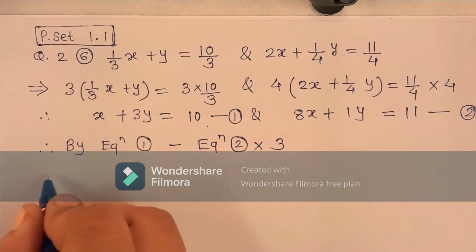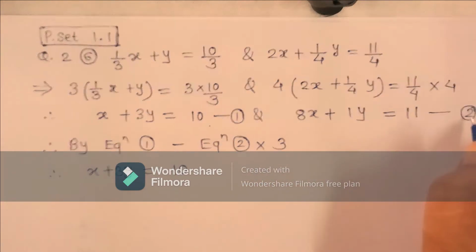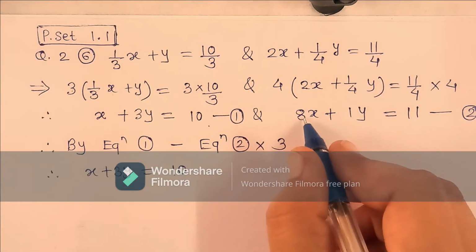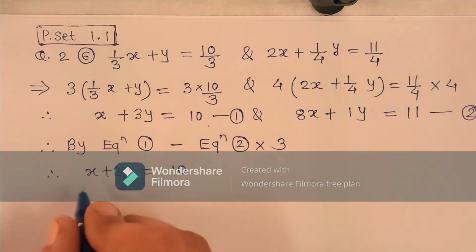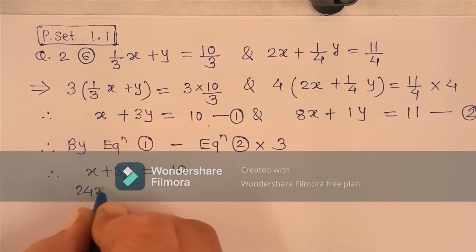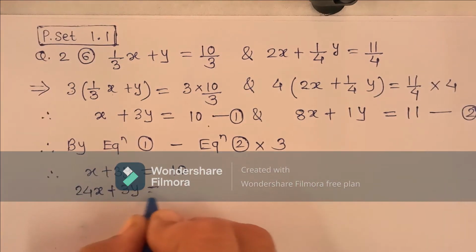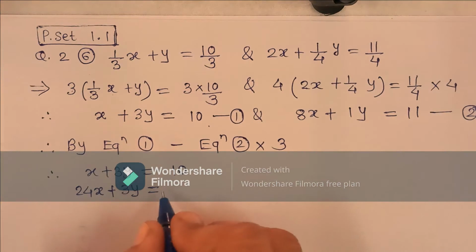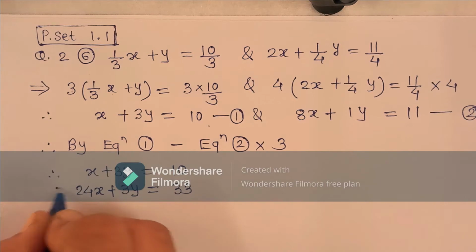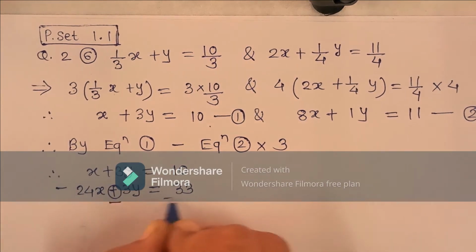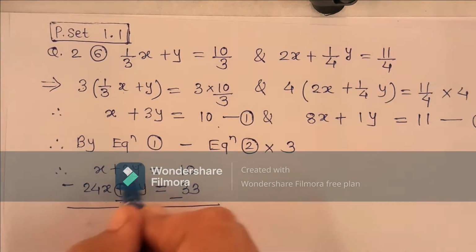Okay, so equation 1 we will write as it is. So x plus 3y is equal to 10, and then equation 2 we will write by multiplying each term by 3. So 8x into 3, that is 24x plus 1y into 3, that is 3y is equal to 11 into 3, that is 33. But we have to subtract them. So subtraction changes the signs. So here as per our wish, plus 3y minus 3y will get cancelled.